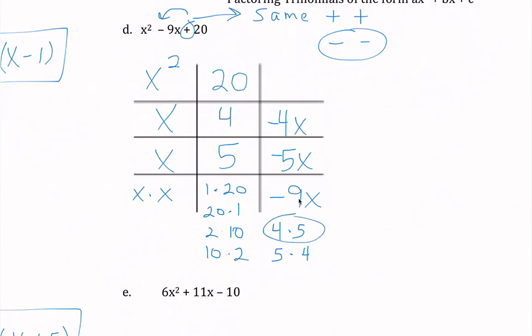So we found it. So we slide our signs over. Slide your negative. Slide your negative. And then we crisscross. So my first factor is x minus 5. And then my next factor is x minus 4.